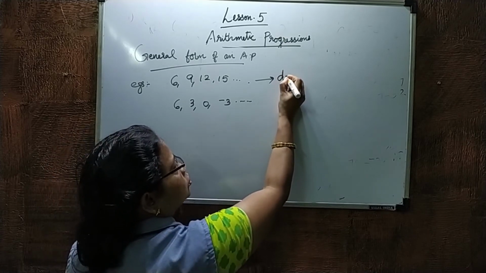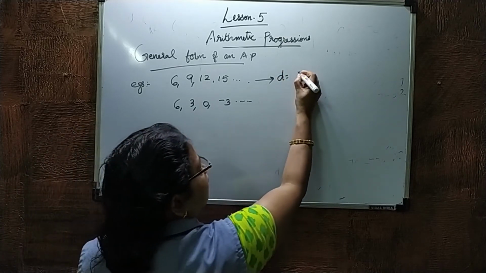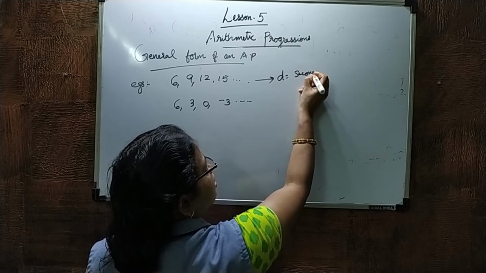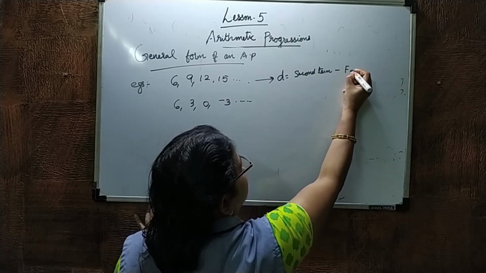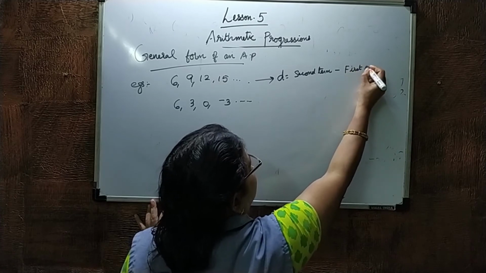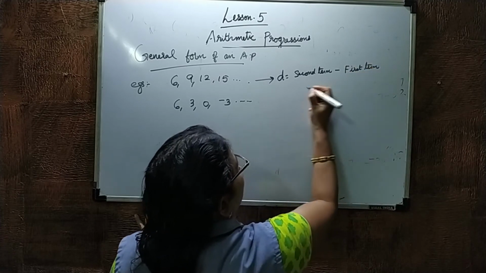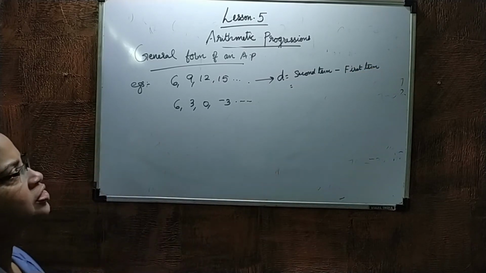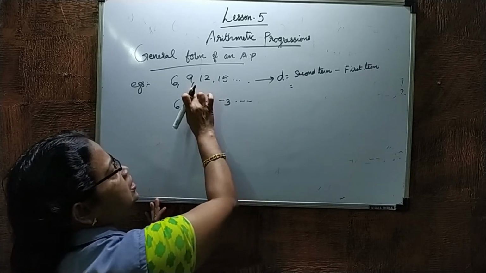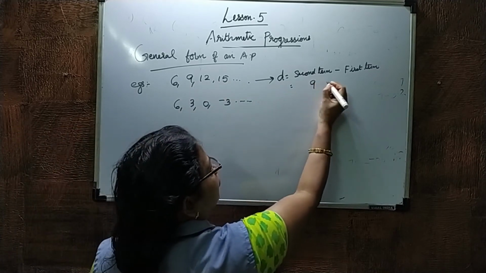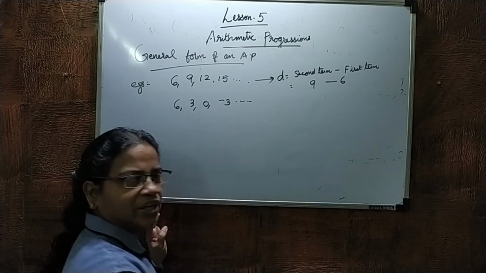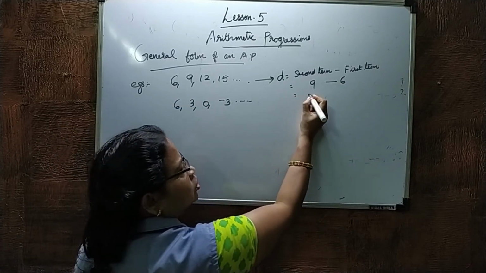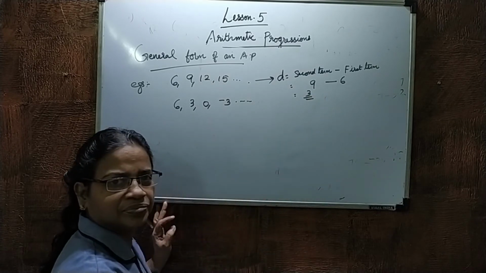Then how will you write it? D is equal to second term minus first term. What is the answer for that? Second term is 9, minus first term is 6. What will you get? 9 minus 6 is equal to 3, you got.